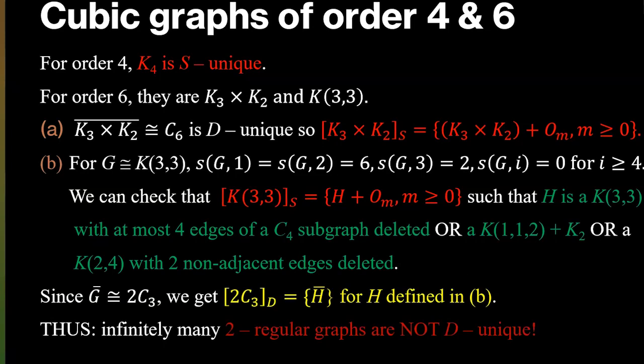Since G complement of this K33 is 2 copies of C3, what does that mean? So we get the D equivalence class of 2C3 must be the set of all the graph H complement for H obtained here. So what does that mean? It means that there are infinitely many 2 regular graphs that are not D unique. So determining the D uniqueness of 2 regular graphs is still, I think, an open problem.